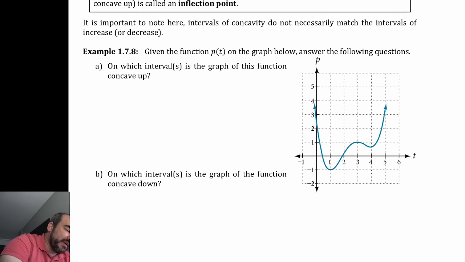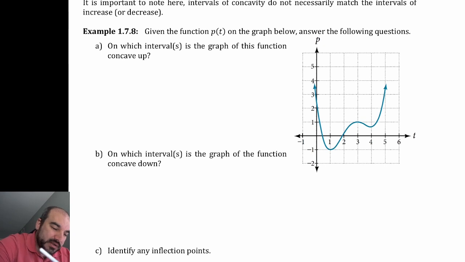So we'll identify some key points here. Where are some high and low points? We have a low point here, a low and a high point here, and a low point here, right? Those aren't necessarily the points where the graph is going to change concavity, but that's going to help us find where the slope or the graph is going to change from going concave up to concave down.